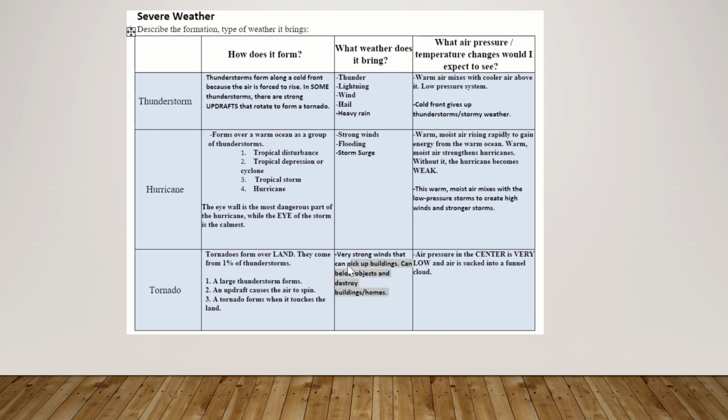The weather it'll bring is very strong winds that can pick up all kinds of things and take them somewhere else. It's highly destructive and it's fast. And remember, we have really low pressure there.